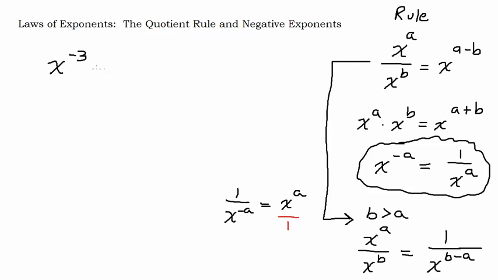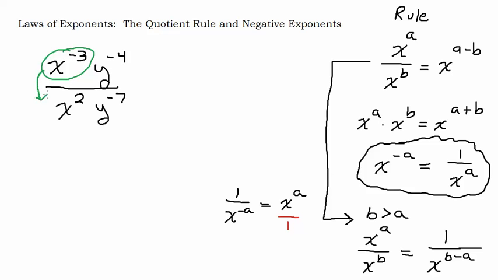So here's a typical problem that a book will give you that will make you crazy: x to the negative third, y to the negative fourth over x squared y to the negative 7. What do I have that's to a negative exponent? I have this x to the negative third. To get rid of that negative exponent, I'm going to move it down here, and it's going to become x to the third. When I move it, the exponent becomes positive.